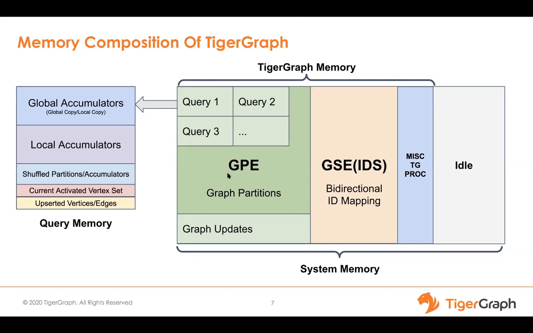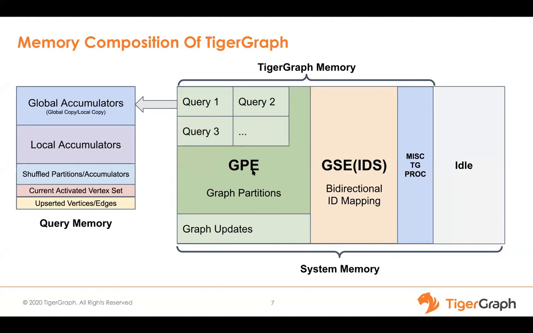So GPE stores all the vertices and the edges, and GSE is a bidirectional ID mapping, from the external ID, which is the original string ID, to the internal integer ID. That's GSE. Okay, and we also have some other components that are pretty trivial. They are not proportional to the data size. So usually when we think about memory, we majorly take these two into consideration.